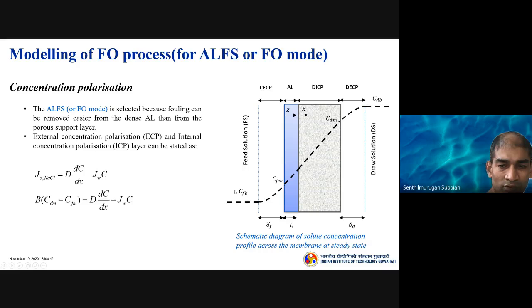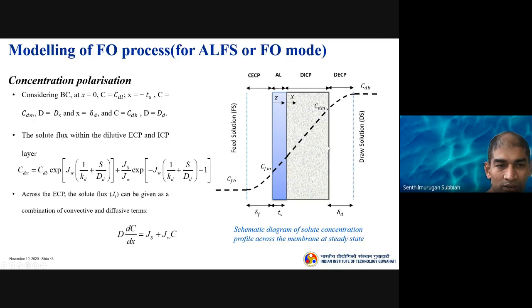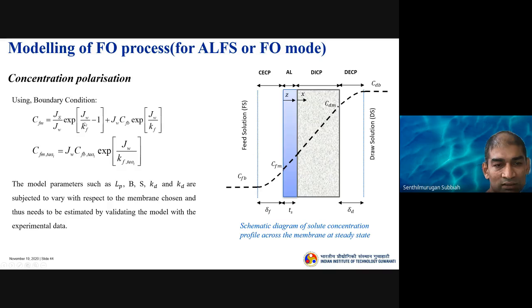So if you solve this equation with appropriate boundary conditions, what is the boundary condition? At x equal to 0, what is the concentration, and at x equal to Ts, what is the concentration. So you will be able to get the concentration CDM. If you know the CDB, you can calculate the CDM, wherein the KD, the mass transfer coefficient, is going to be an unknown parameter that needs to be estimated. And then similarly, we can estimate the concentration at the CFM and the CDM by knowing the KF and KFT. So this is also, again, you need to integrate with the known boundary condition.